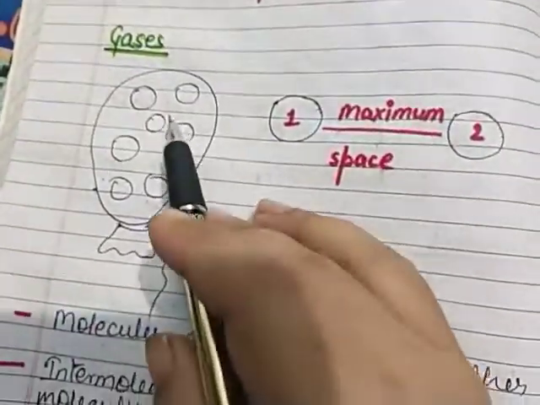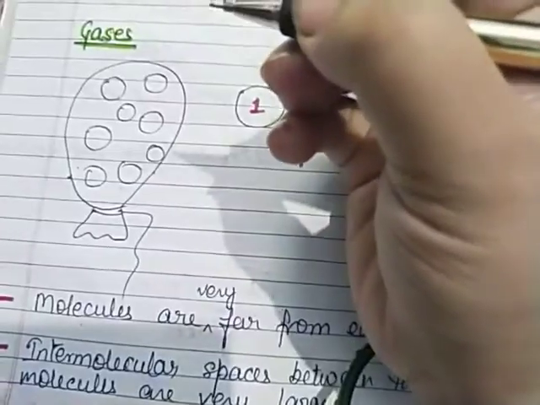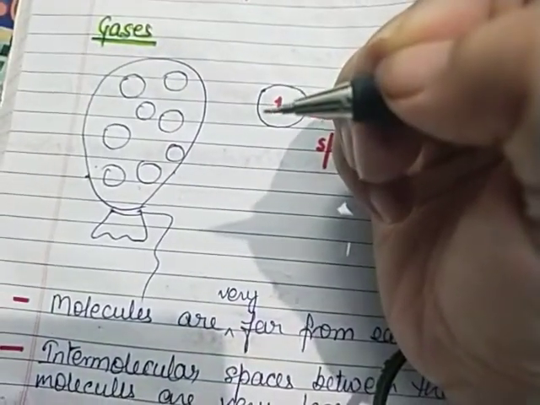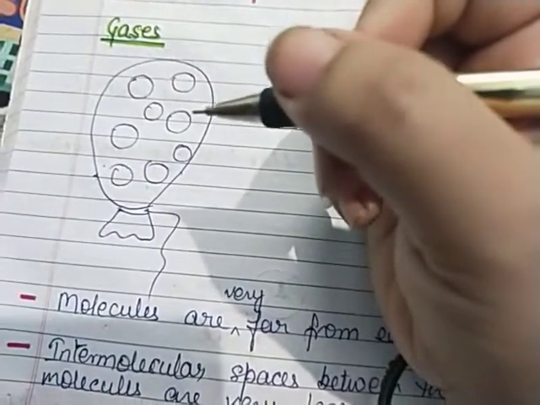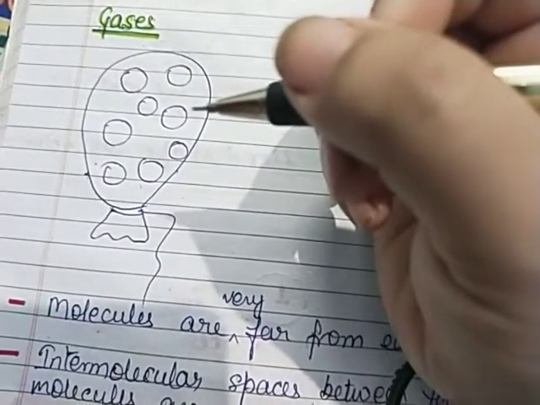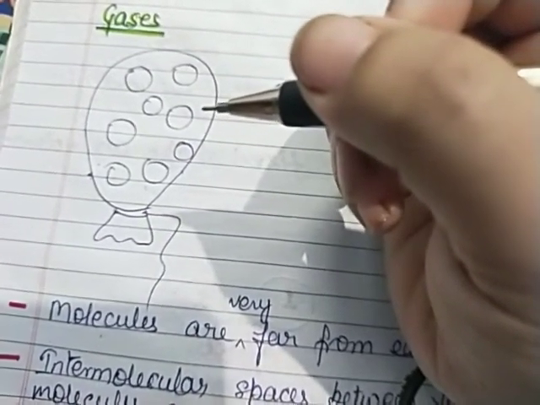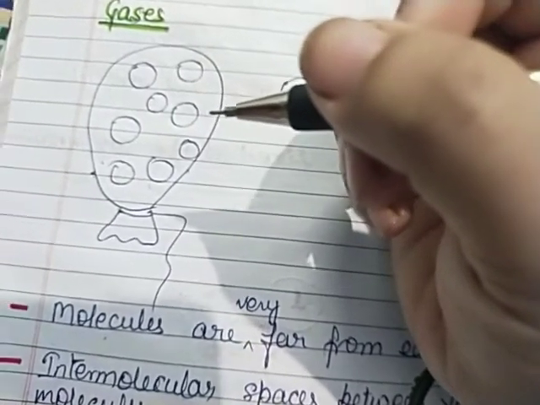Now the gases, you can see the molecules are very far from each other. The intermolecular space is higher than the solids, than the liquids, and they are arranged freely, so they can move in all the direction and they can fill up the vacant space in the surrounding. ओके वो खाली जगह कहीं पर भी होती है तो वो जल्दी से जाकर उसको कवर अप करते हैं.